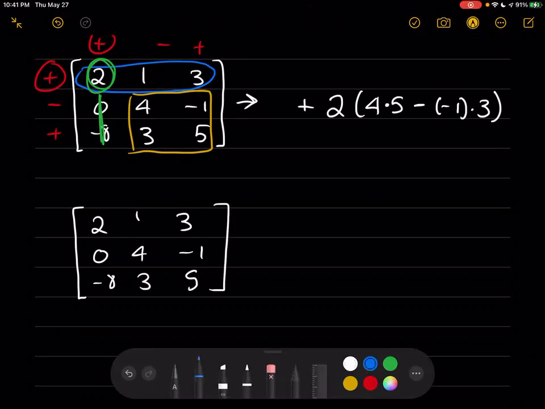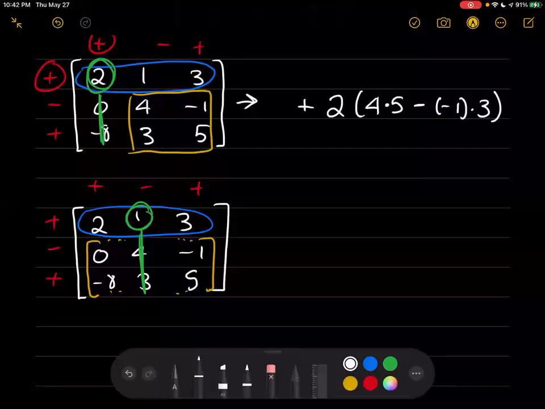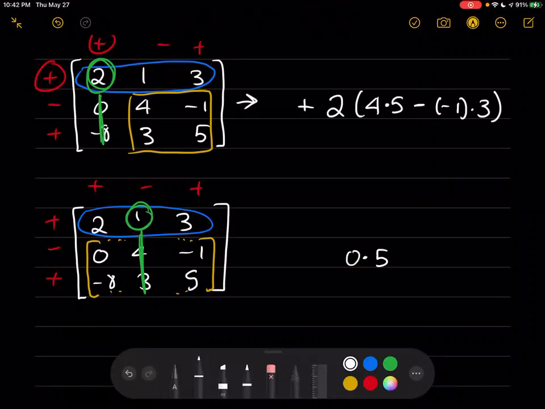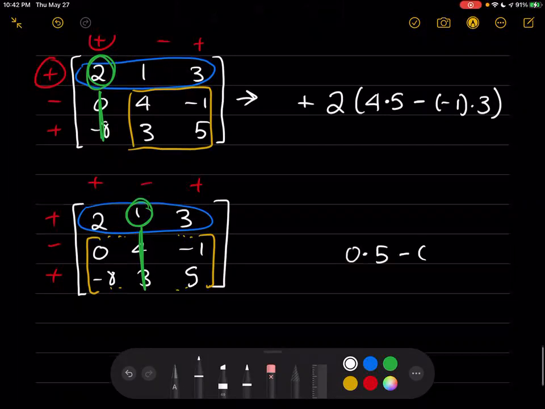So we're still focused on the same row. We're looking at this column here. We're going to cancel that out, write our pluses and minuses. And we're looking at the determinant of this thing that's been split down the middle by that green bar. If we do the determinant, it's going to be 0 times 5 minus -1 times -8. And then we're going to take that determinant we found, and we're going to multiply it by the thing in the header, so that's going to be a 1.